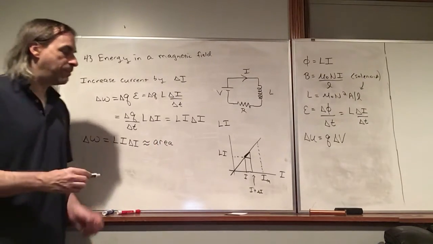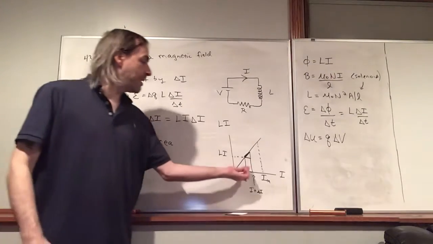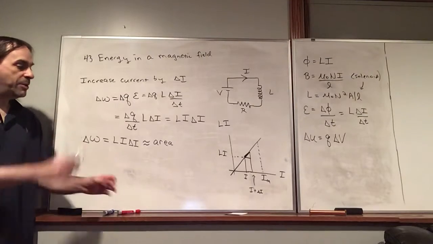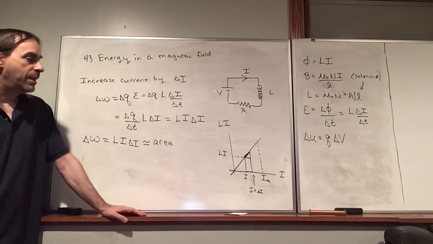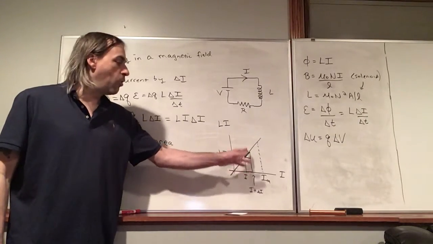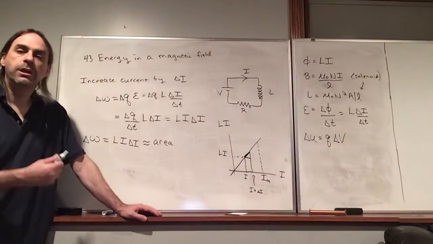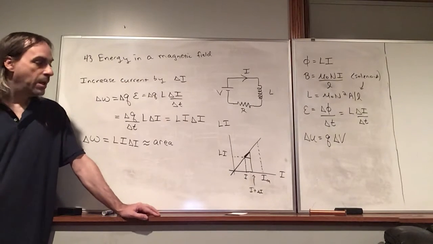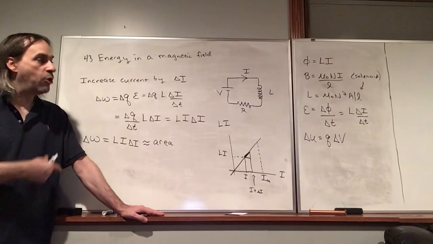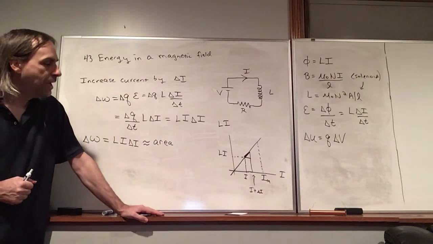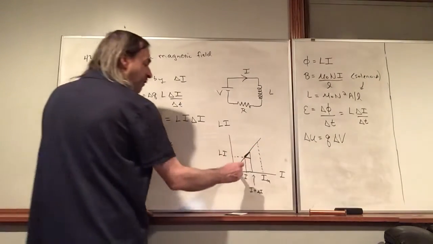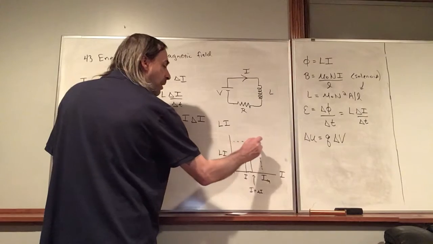However, we can improve this by making delta I smaller. If we make delta I smaller, this triangle is going to become fairly insignificant. We can always make delta I small enough so that the area of the rectangle is so large compared to the area of that triangle that we can disregard it. And so we can interpret the work required to build up a current in an inductor as the area underneath this curve. So let's go from 0 up to the peak current.